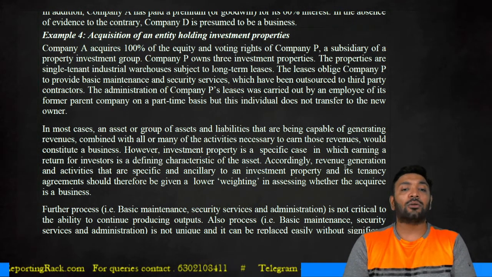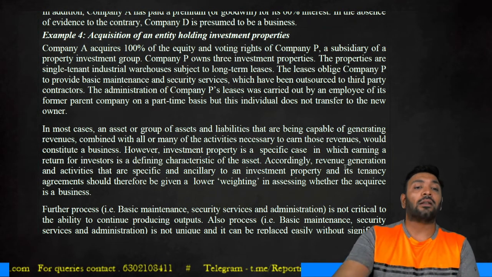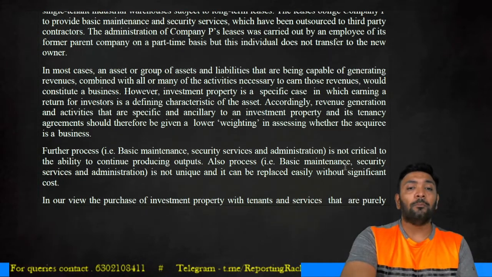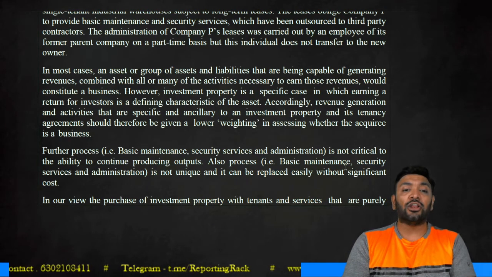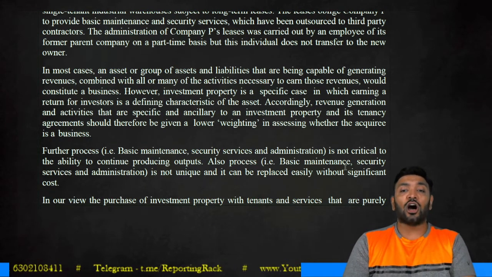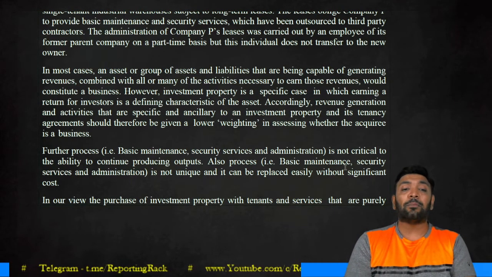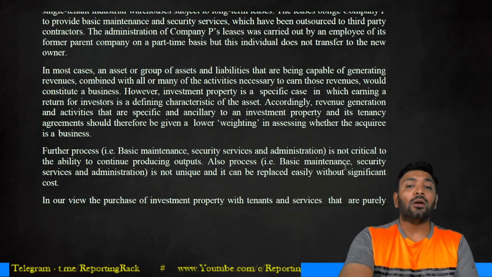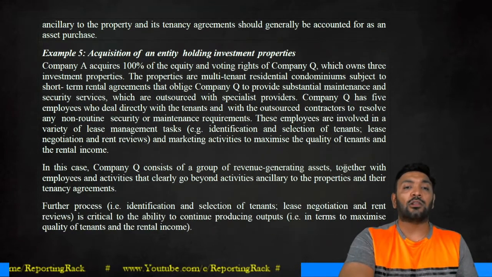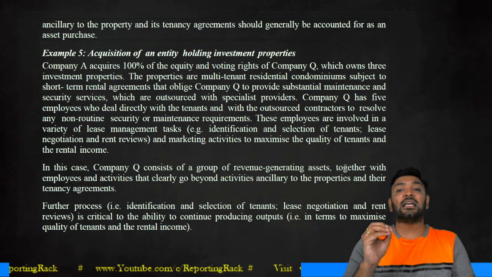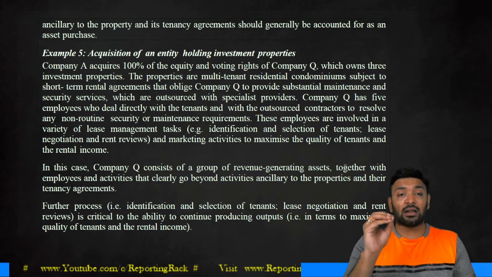The tenancy agreement should therefore be given a lower weightage in assessment of whether the acquisition is a business or not. Further, processes such as basic maintenance and security services are not critical to the ability to continue producing outputs. Also, they are not unique. They can be easily replaced without significant cost. In our view, the purchase of investment property with tenants and services that are purely ancillary to the property should generally be accounted as an asset purchase. Clear? Should generally be accounted as asset purchase.